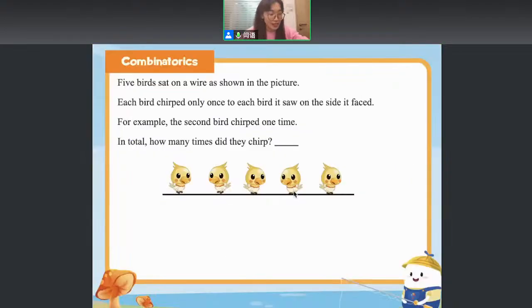This is the last question. Also, some students ask me, Teacher Apple cannot understand what are these birds doing, right? So actually, this question is super easy. Let's have a look. 5 birds sat on a wire as shown in the picture. Each bird chirped only once to each bird it saw on the side it faced. So what is the meaning of the second sentence?